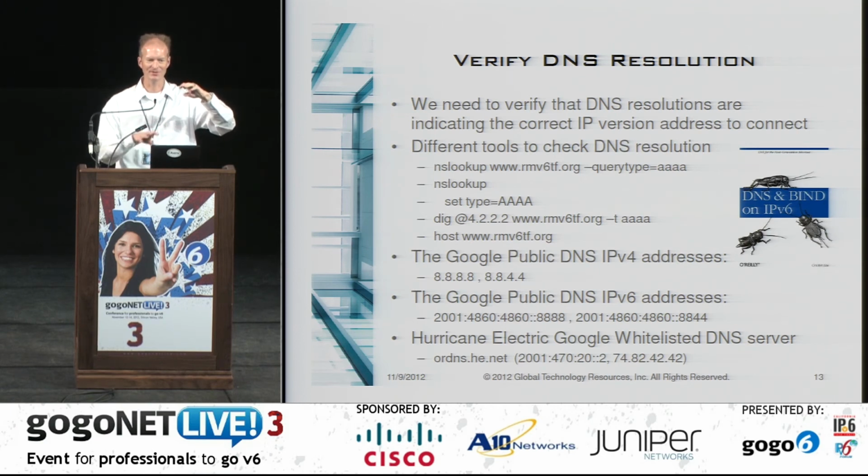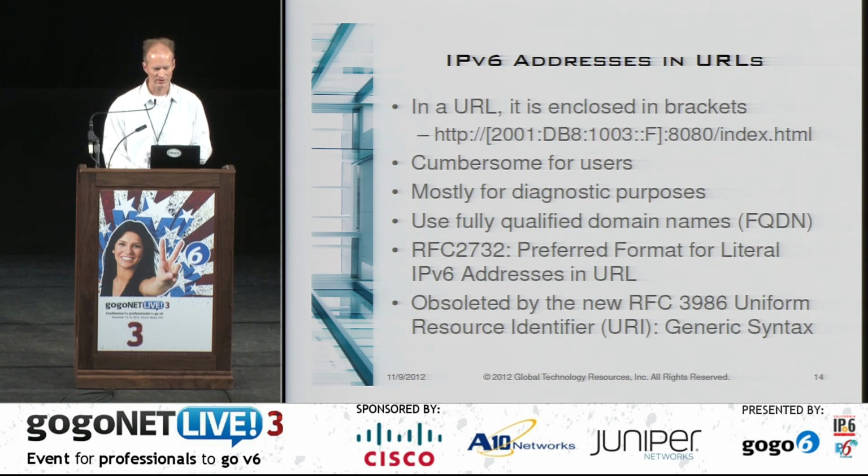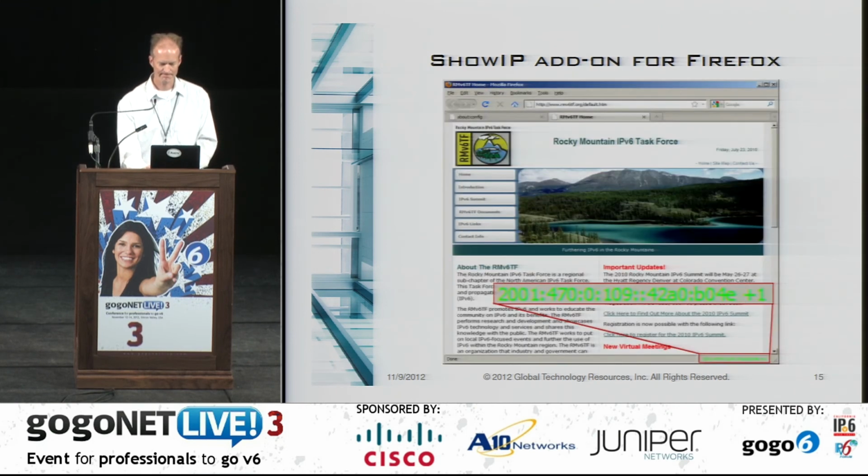So how do you troubleshoot something if you only have V4 access? You need a testing point out on the internet that can generate some V6 traffic towards you. You put a URL into your browser and you don't know whether the connection took place over V4 or V6. Maybe you want to specify the V6 address explicitly. You could do that by manually defining the V6 address, putting it into square brackets.